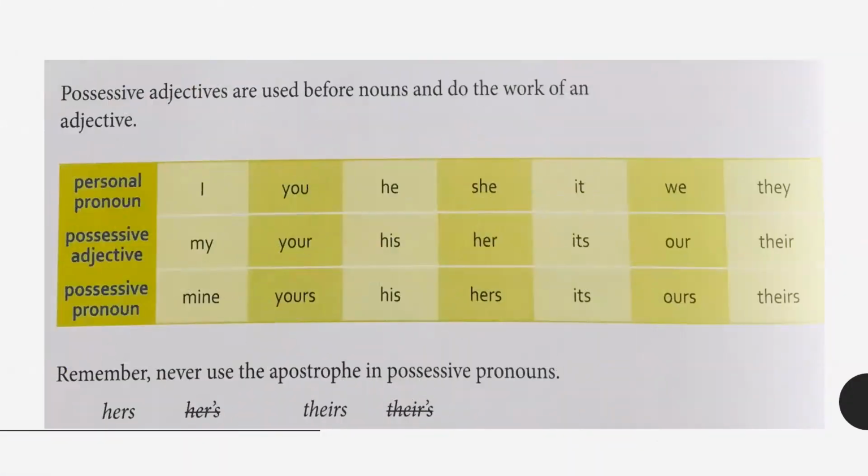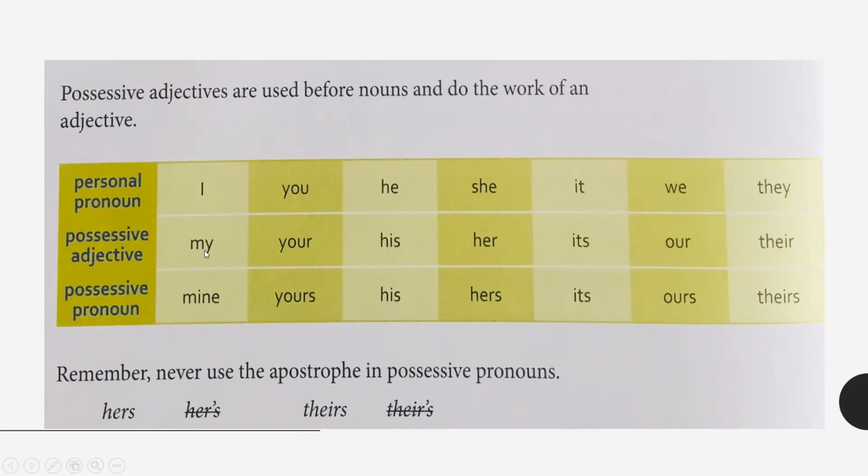Possessive adjectives are used always before nouns and do the work of an adjective. Now, why are they called possessive adjectives? Because they are used before the noun, and they are doing the work of an adjective. Now, let's have a look over here. Here the personal pronouns are given, which we have already discussed. Next is possessive adjective: my, your, his, her, its, our, their. So these possessive adjectives we will use before the noun, such as my pen. So pen is a noun.